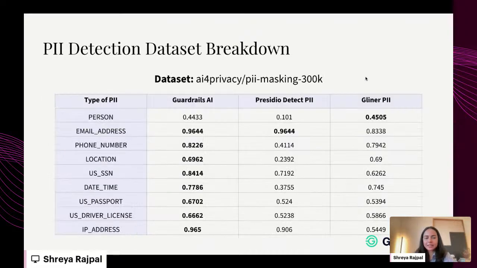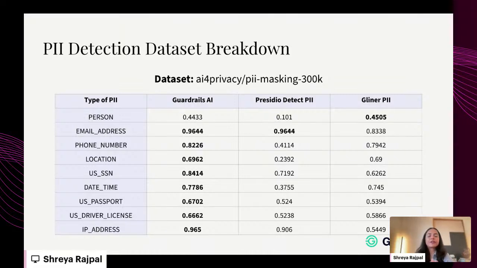Let's look at the data set that we used for this. We actually used the data set created by the AI for Privacy organization, PII Masking 300K. This data set is linked in the report that we've published on our website. And then what you can really do is break down PII by these categories and see what the performance ends up looking like, right?